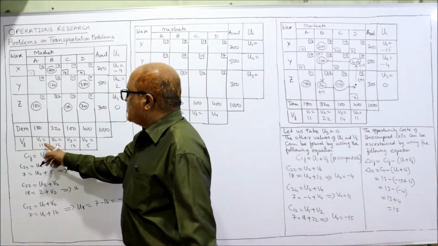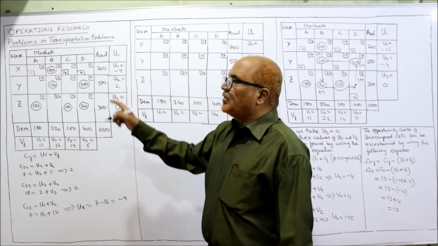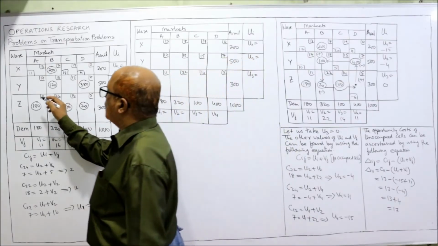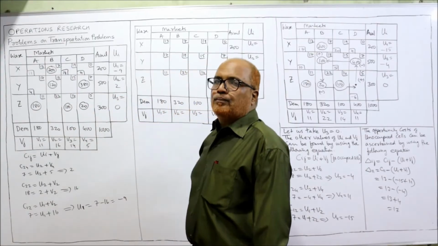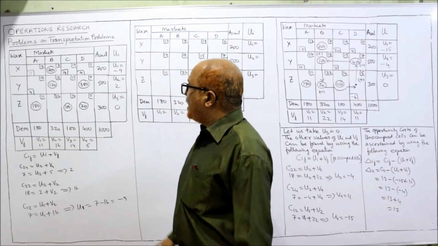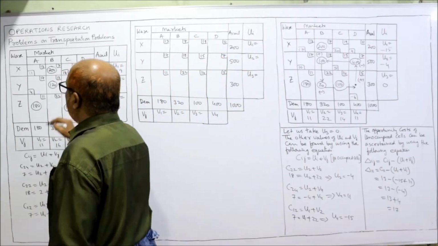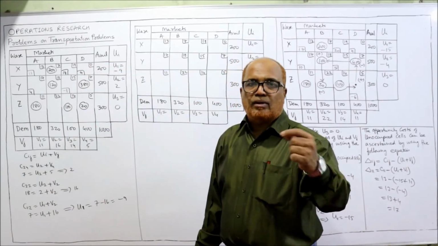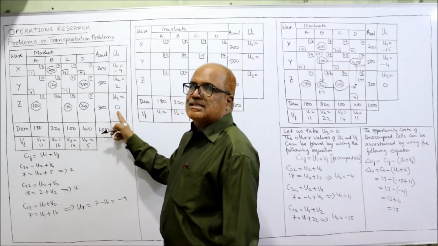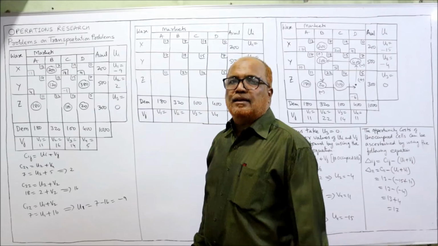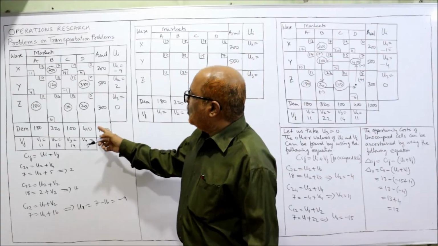Here 17. So 11 plus 2 is 13. So 17 minus 13 is 4. Here 15. So 14 plus 2, 16. So 15 minus 16 is minus 1. Again we are getting a negative opportunity cost, so again one more table is required. Now this, 16 plus 0 is 16. So 22 minus 16 is 6. Positive. Now over, finished.